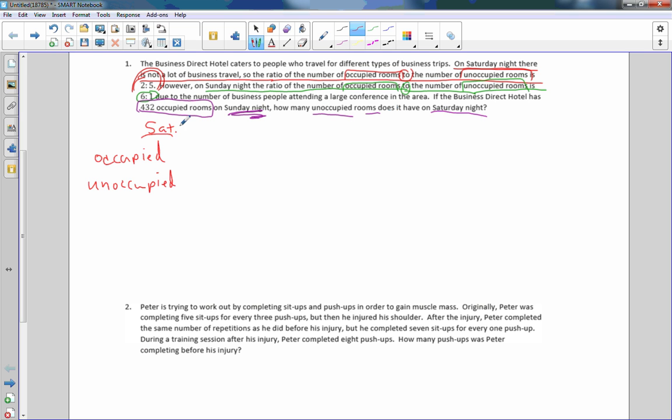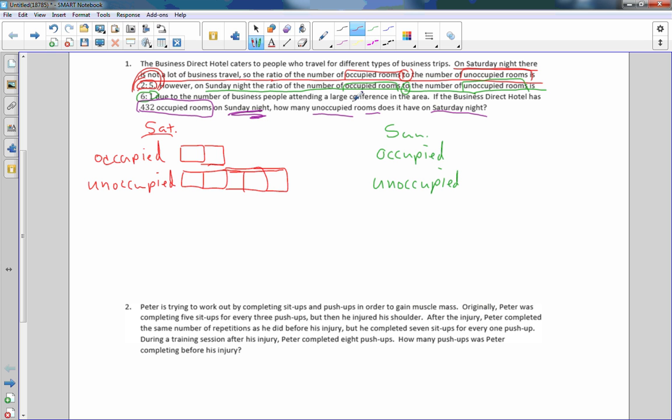So you might be scratching your head here saying, how in the world am I going to do this? Well, first thing we want to do is break it up into 2 days. So we have Saturday and Sunday, and we have occupied and unoccupied. The occupied rooms have a ratio of 2 to 5, so I'm going to do a tape diagram with 2 squares for occupied and 5 squares for unoccupied. Not very neat, but it's hard to write with this pen. So 2 to 5, all these are equivalent squares.